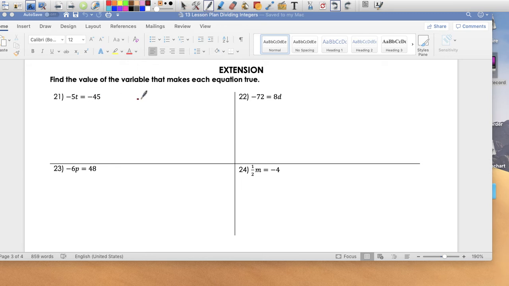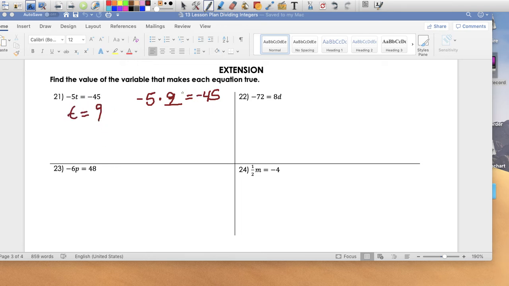So you're thinking, this says -5 times a number that I don't know, which is what the t is representing, equals -45. Now, in order for the answer to be negative, this number here has to be positive. Because if I put a negative number here, a negative times a negative is going to be a positive. So we don't want a negative number. We want a positive number. So what times 5 equals 45? It would be 9. So the answer, t equals 9.